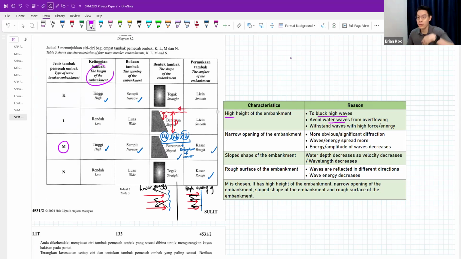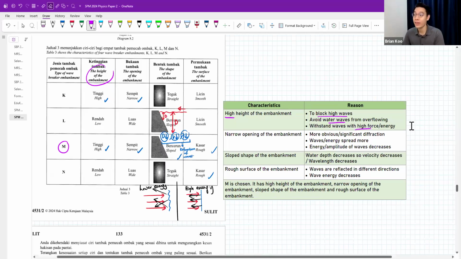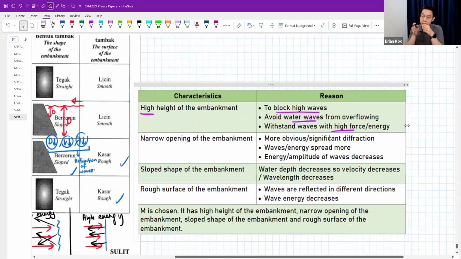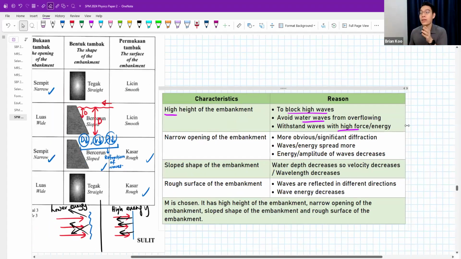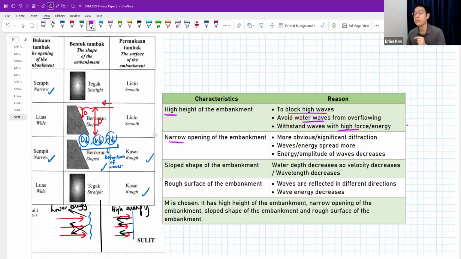Avoid water from overflowing through the wall. Because the wall is high, I don't want it to flow through the wall. Can withstand waves with a very high force, a very high energy. Okay, I want a narrow opening because like I said just now, a small opening means more obvious diffraction, more significant diffraction, wave spreads more. Energy or waves spread more also can.